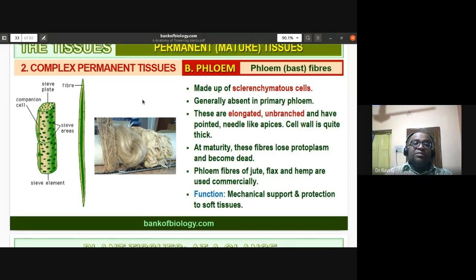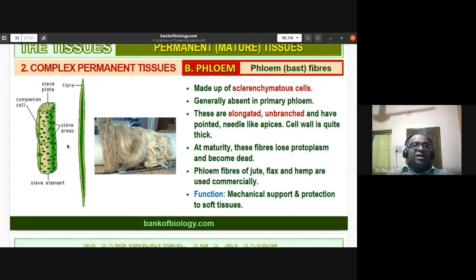One of the good examples for bast fibers is jute, or twine dara, what we call it as. From it we make the gunny bags or gonichila. So they are very good examples for bast fibers. They are the sclerenchymatous fibers which are associated with phloem. We also call them bast fibers.